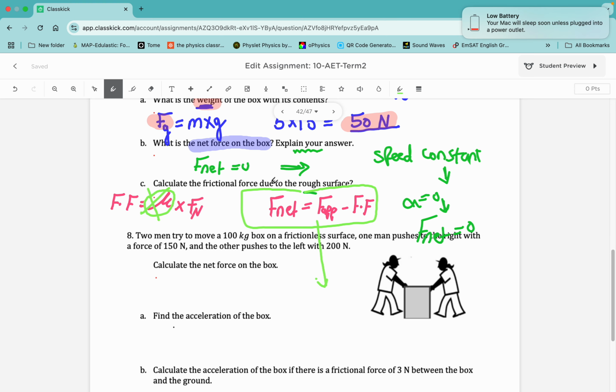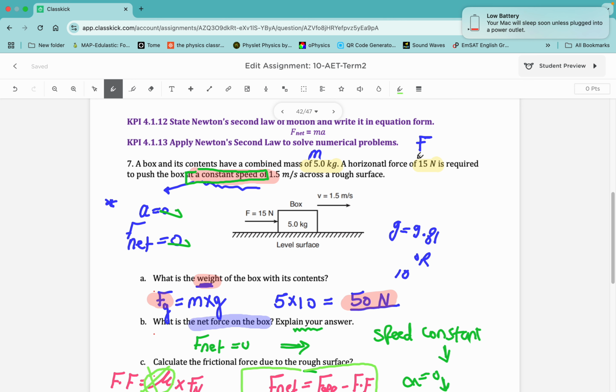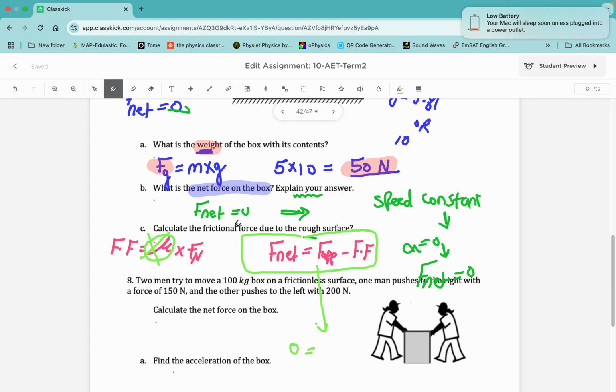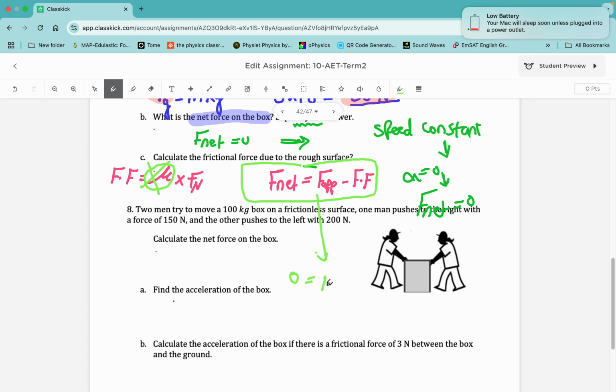So let's apply it. We know the net force is 0, and what is the applied force? It's written here. The applied force is 15, and it's positive, so 0 = 15 minus the friction force, x. Using the calculator, or by rearranging the formula, we get negative 15 is equal to negative x. Negative cancels with negative, so x is 15 Newtons. This is the friction force.